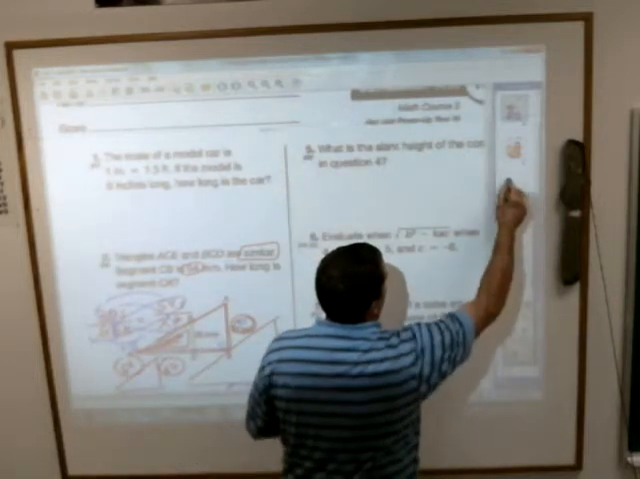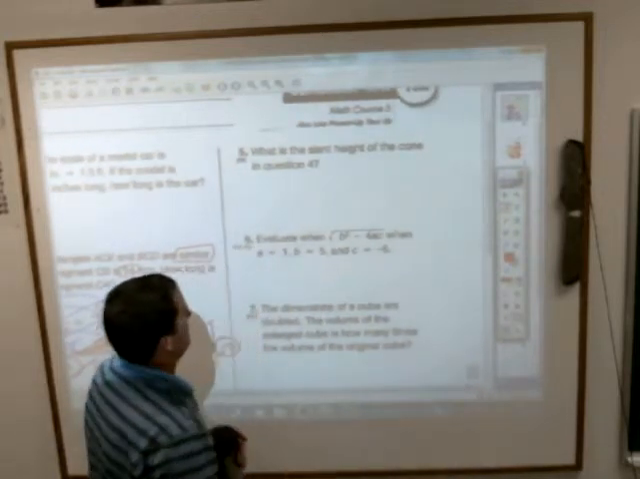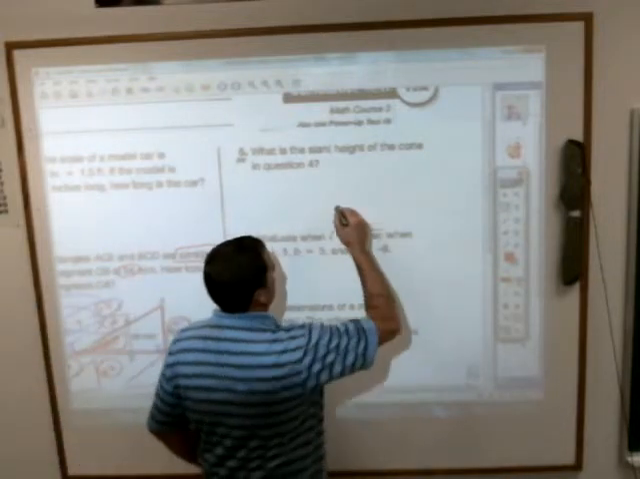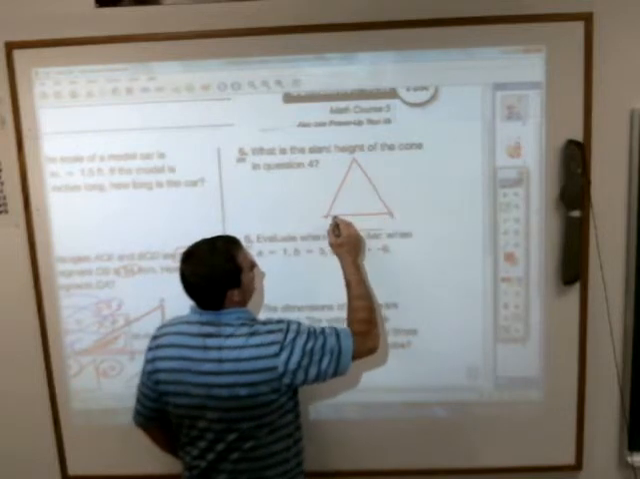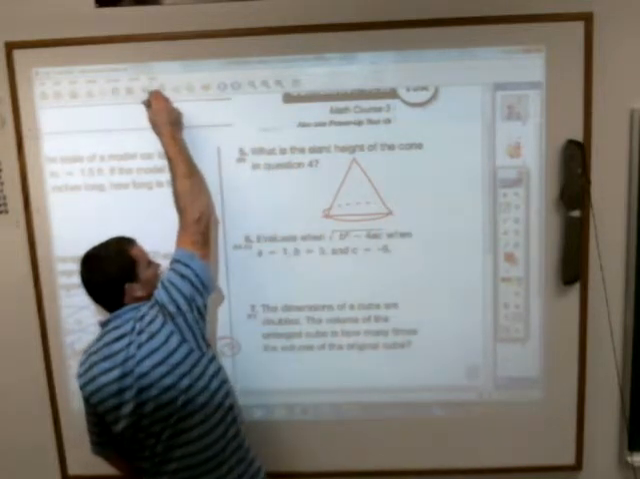Oh, yeah. I'm surprised nobody asked about this. Why is nobody asking about this? What is the slant height of the cone in question 4? I'm going to guess that the cone was this thing that had a height of 12. I'm sorry, I'm going to redraw that if that's okay with you.